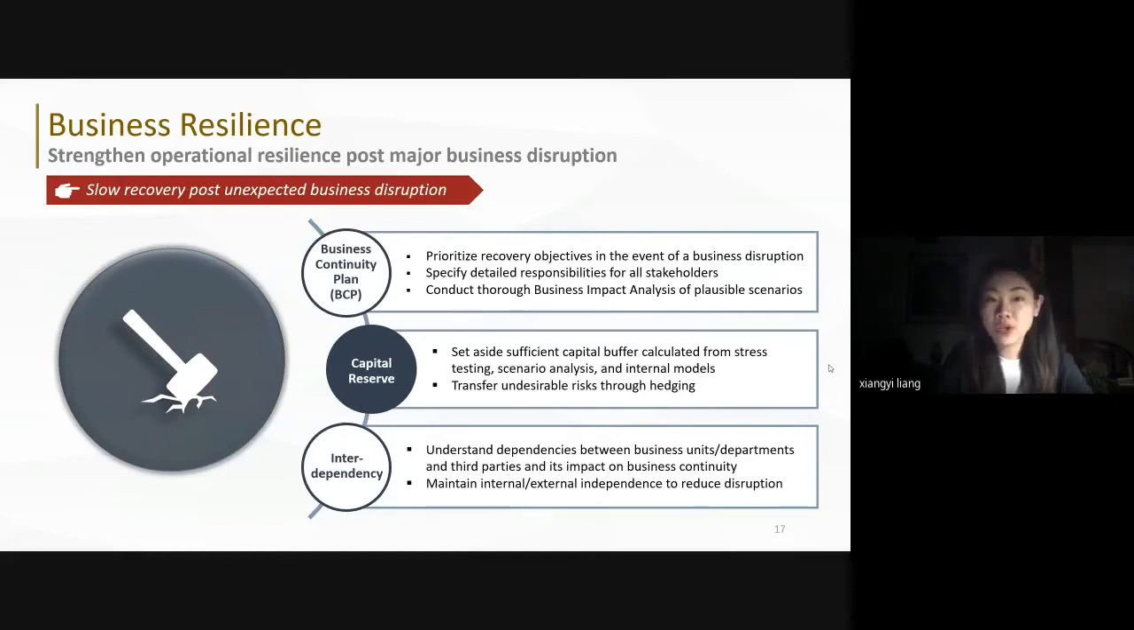It should also make sure to have enough capital reserve to deal with unexpected loss events by setting aside sufficient capital determined by regular stress testing and scenario analysis. Moreover, NAB should ensure a thorough understanding and full consideration of interdependencies, both internal among business units and external with counterparties or third parties, when setting up the business continuity plan.